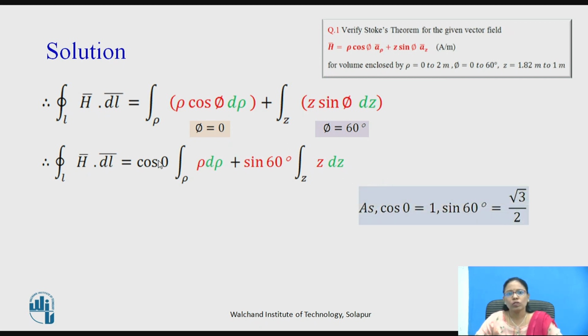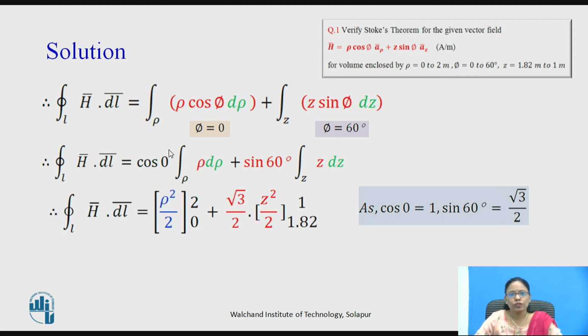As we know, cos 0 is 1 and sin 60 degrees is root 3 by 2. We can put those values here. Cos 0 is 1, so we need not put it, but the integration of rho d rho is rho square by 2, with limits 0 to 2. Sin 60 is root 3 by 2, so I have put root 3 by 2 here, and the integration of z dz is z square by 2. The limits of rho are 0 to 2 as given in the question. The limits of z are 1.82 to 1 meter.